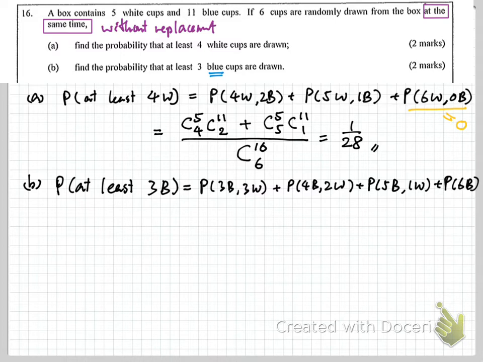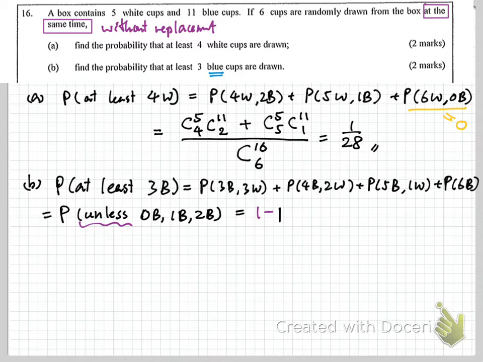Or alternatively, you can think about it in this way. Sometimes if you put a little bit of thought into it, it can be much faster. At least 3 means that unless there is no blue, 1 blue or 2 blue, then there will be at least 3. So unless is 1 minus. Alright, so that is 1 minus.